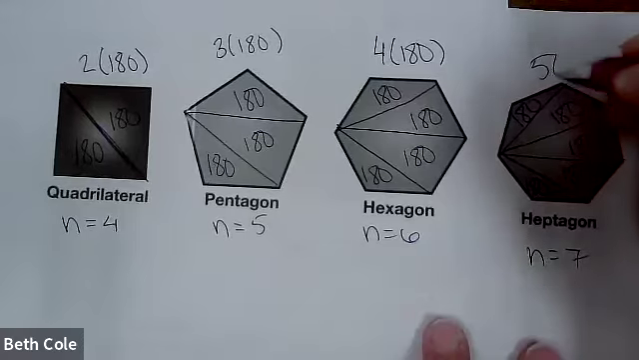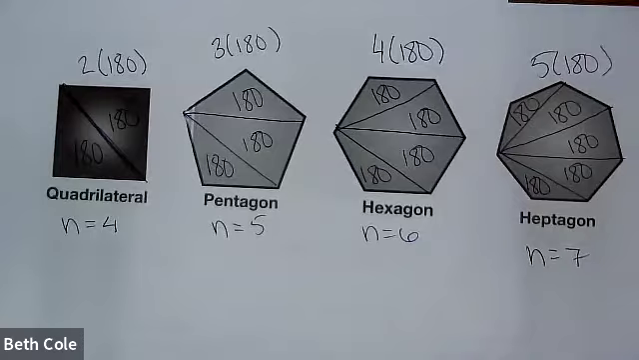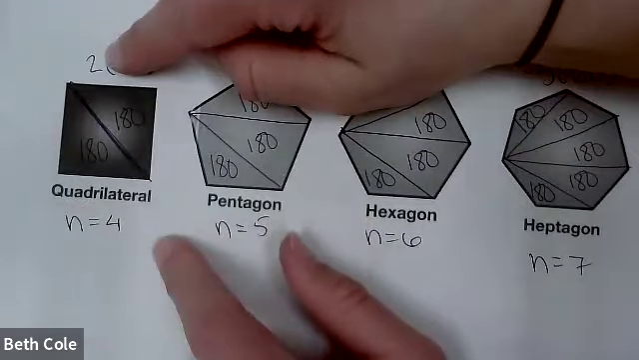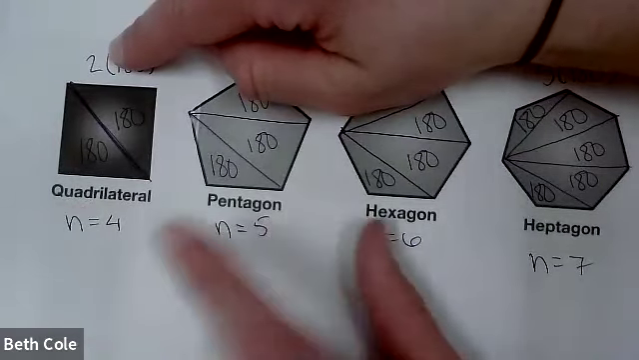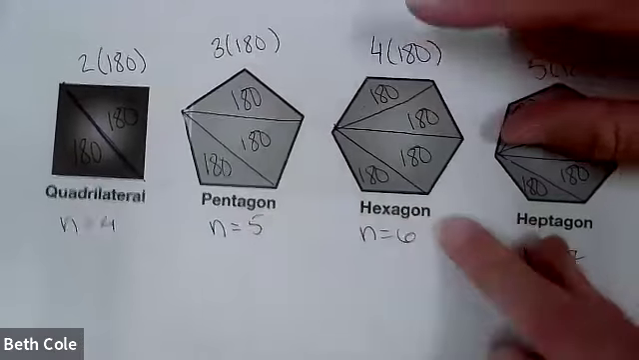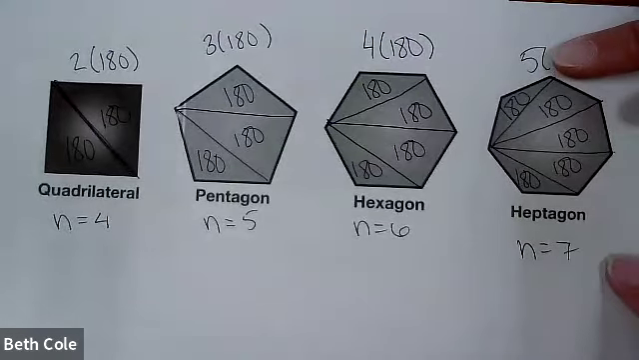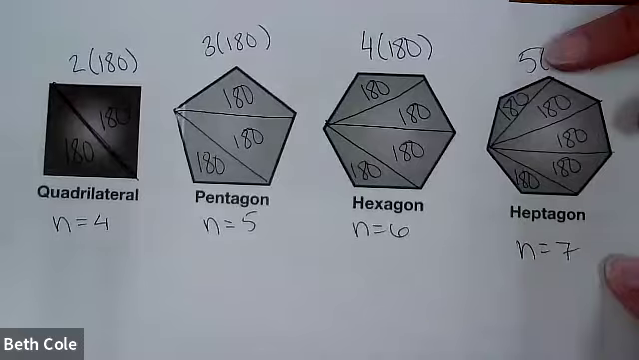5. Good. So 5 times 180. What I want you to make the connection with is this number and this number. Do you see how this is 4 and this is 2? This is 5 and that's 3. This is 6 and that's 4. This is 7 and that's 5. How do you get from n to this number that's in front of the 180? What do you do with it?